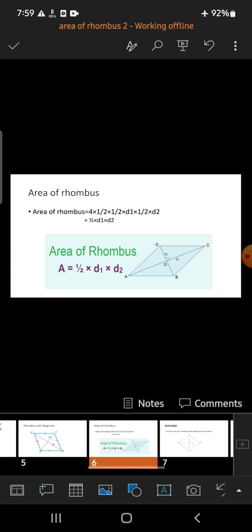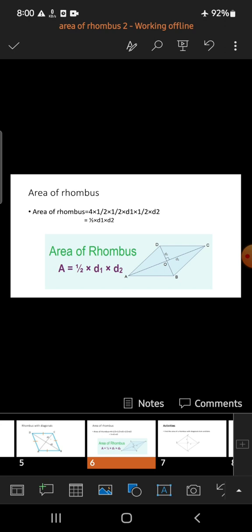Okay, understood. Once again, area of rhombus will be half of D1 and D2, where D1 and D2 are the diagonals of rhombus. So, let's do a problem.